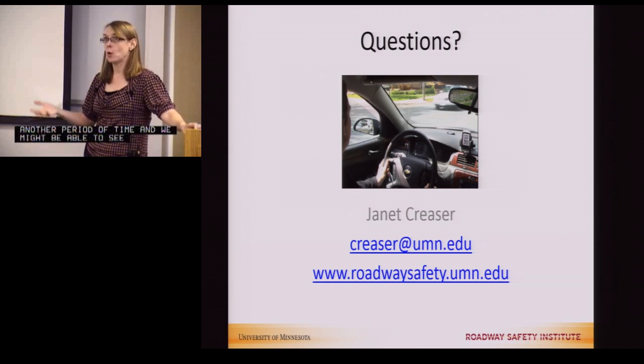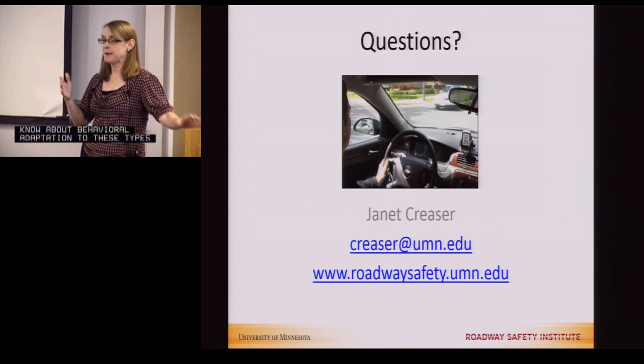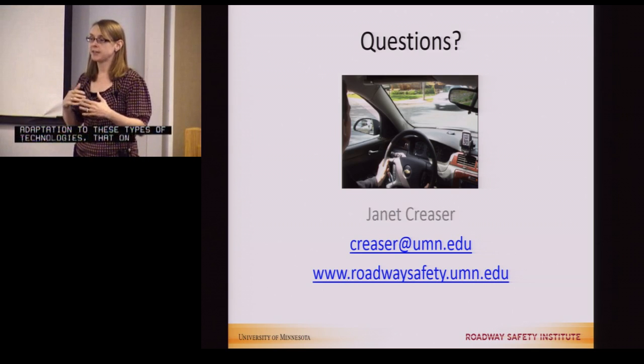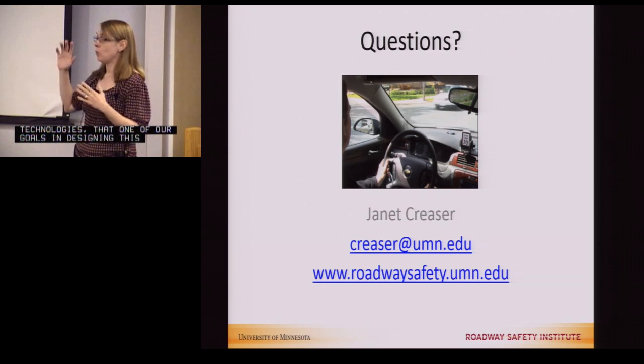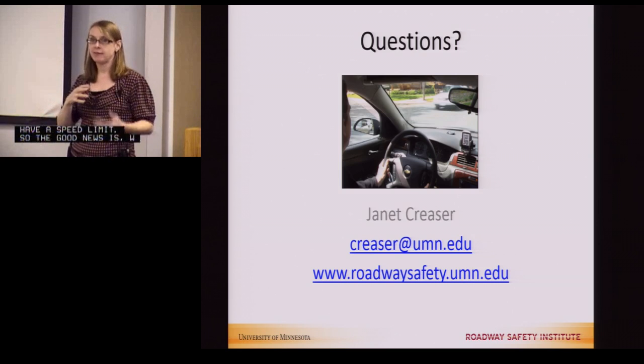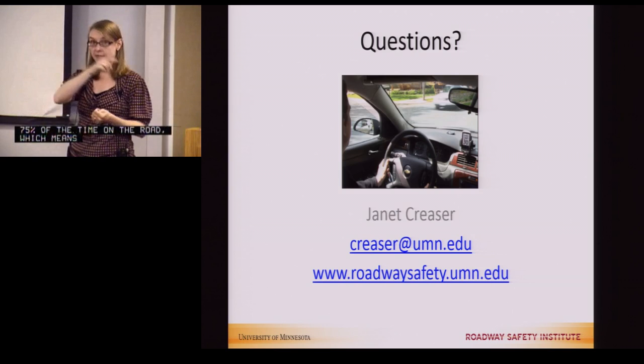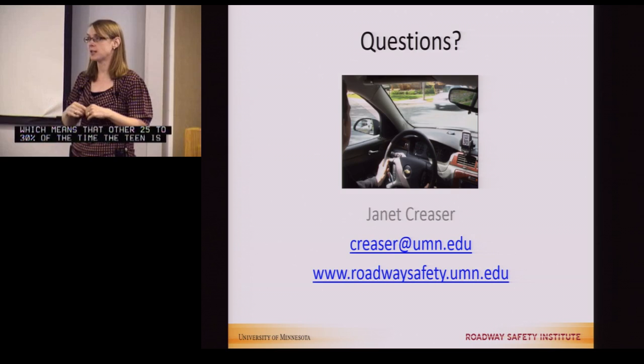I would expect, knowing what I know about behavioral adaptation to these types of technologies, that one of our goals in designing this is that we don't always have a speed limit. The good news is we only have a speed limit about 70 to 75% of the time on the road, which means that the other 25 to 30% of the time the teen is having to look and scan and do those things. Our goal was really to be a support tool.